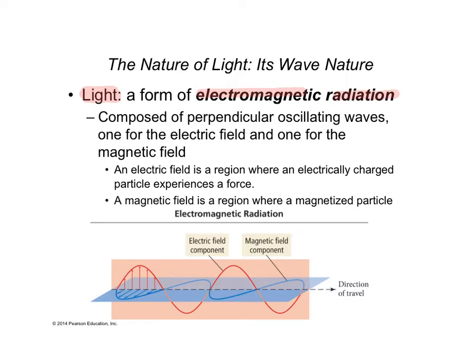So essentially electromagnetic radiation is composed of perpendicular oscillating electric fields as well as magnetic fields. Okay, so an electric field is a region of space where an electrically charged particle experiences a force, whereas a magnetic field is a region of space where a magnetized particle experiences a force. So electromagnetic radiation consists of these perpendicular oscillating electric and magnetic fields, and they're oscillating or moving in whatever direction that they are going. Okay, so light, again, is just this electromagnetic radiation.